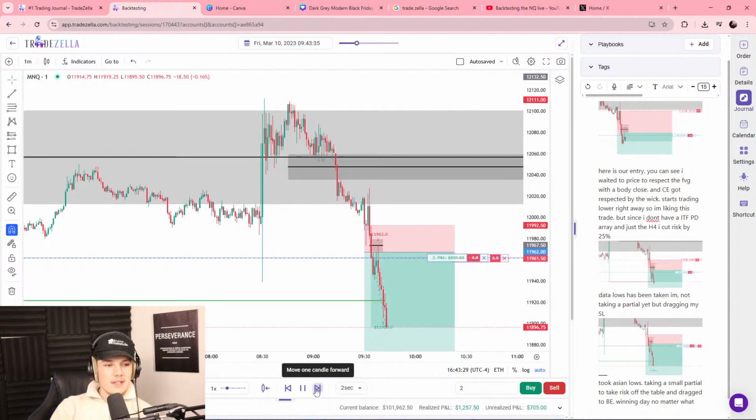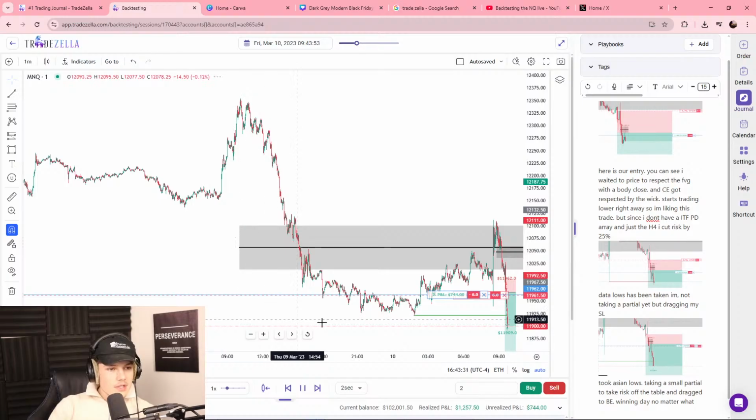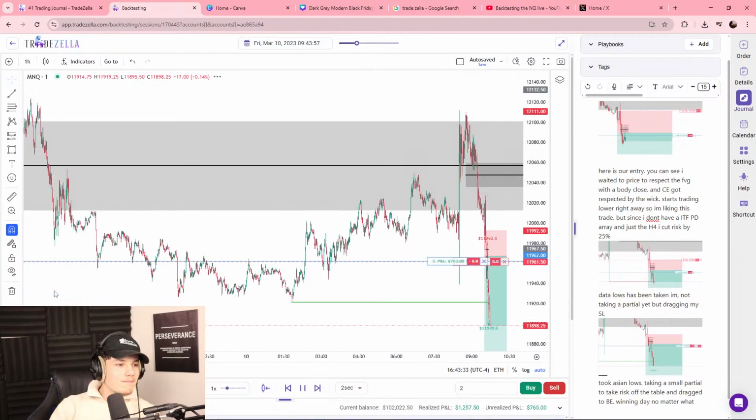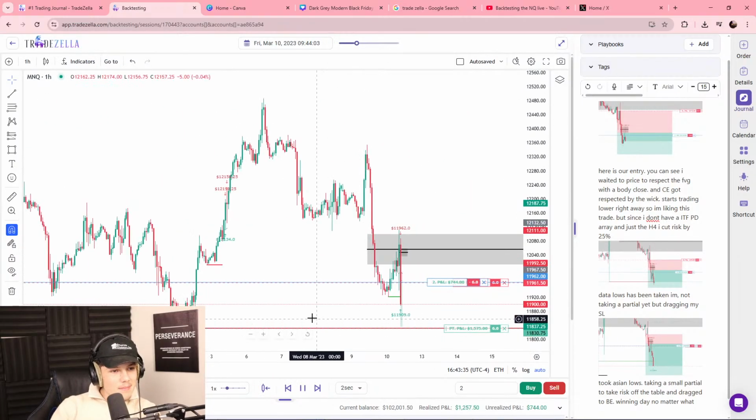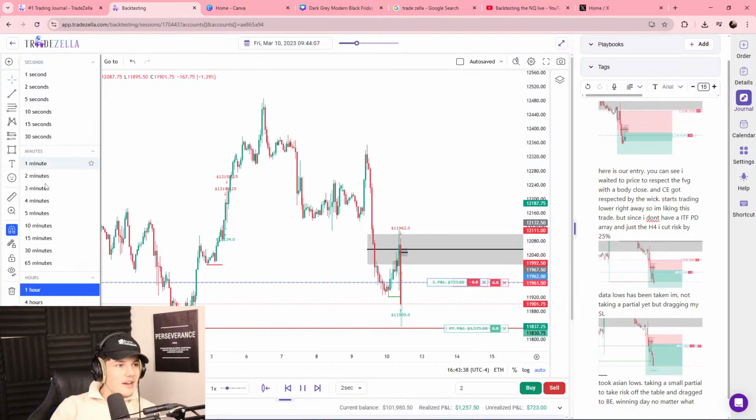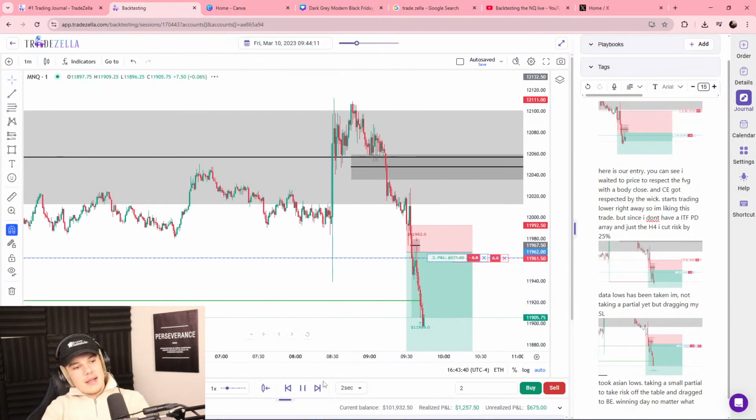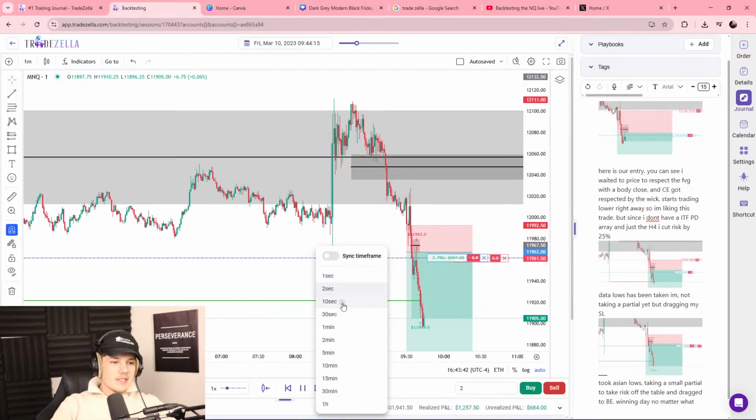I'm going to speed it up a little bit just because I'm a little bored. So there's no really key point to take positions off until sell side. So what am I going to do? I'm going to sit back. I'm going to up the speed because I want to get into our next trade.